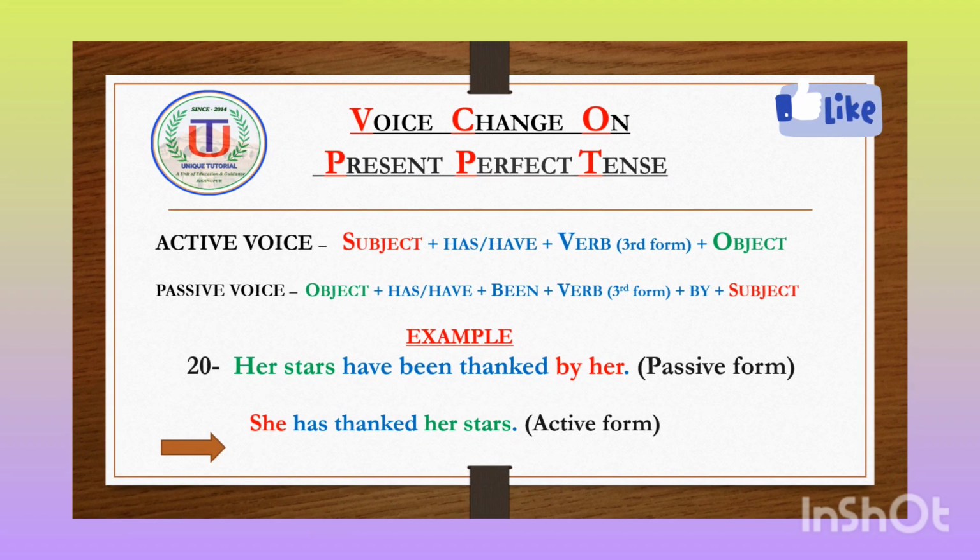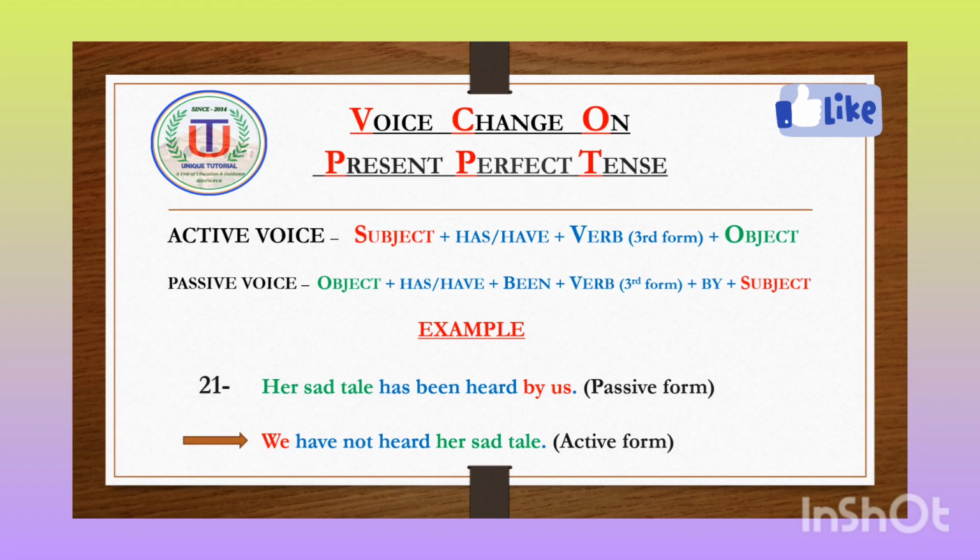Here is another example in present perfect tense. Her stars have been thanked by her. The sentence is in passive voice, because the doer of the action is in the last part of the sentence. So in active voice it will be, she has thanked her stars. Next example is, her sad tale has been heard by us. The sentence is in passive voice. This sentence is also in present perfect tense. So its active form will be, we have heard her sad tale.